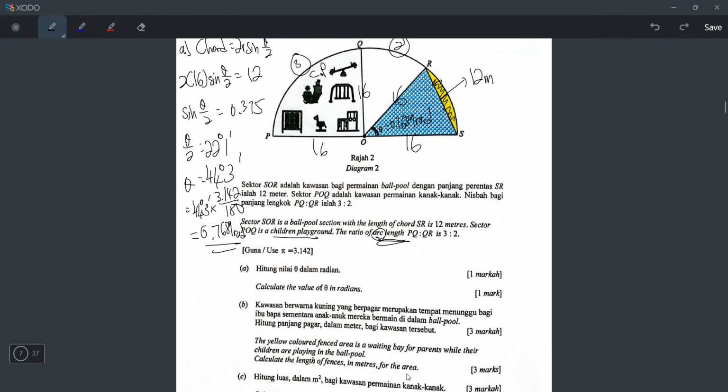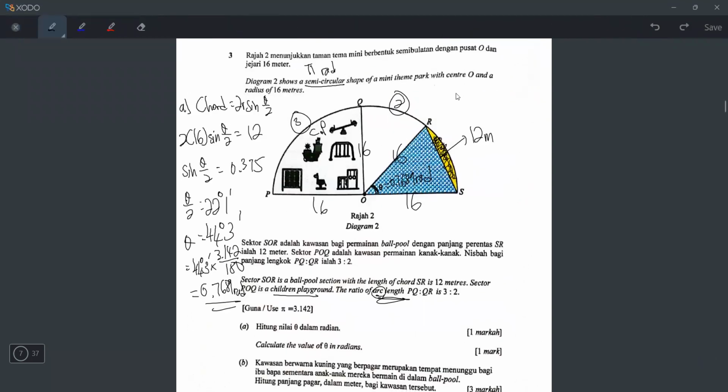Calculate the length of fence in meters for this area, the yellow one. So how to find the length of fence? You just take the length of chord plus the length of arc. Am I right? Because they want the length of fence, which means the perimeter. Okay, so you are finding the perimeter. So I'll write here the perimeter of the yellow region.